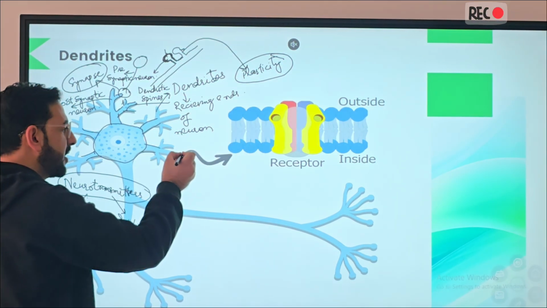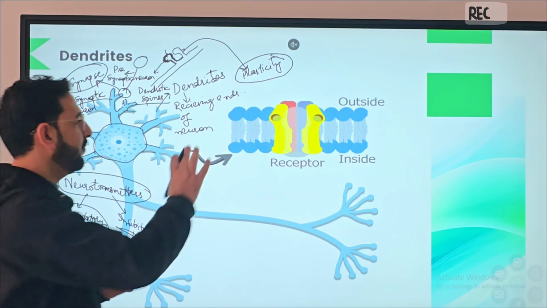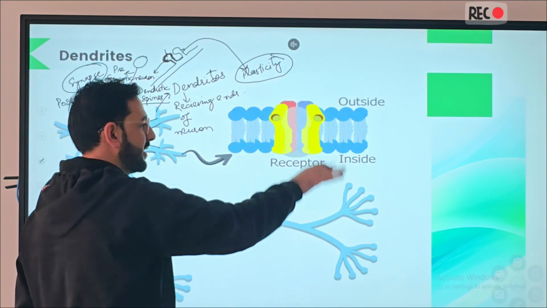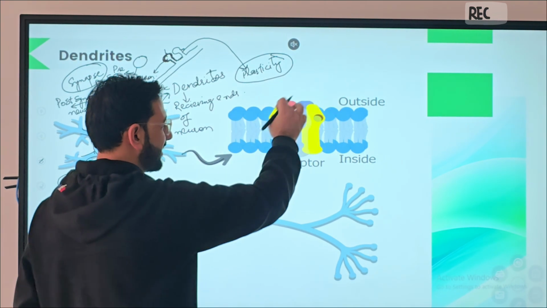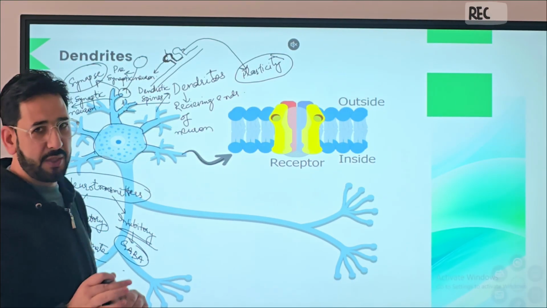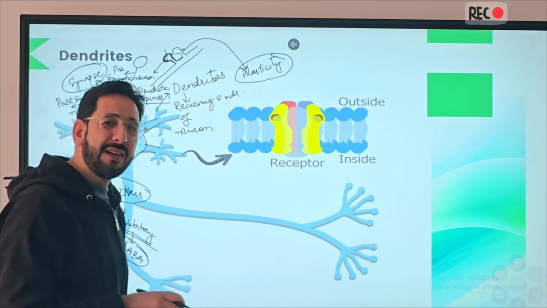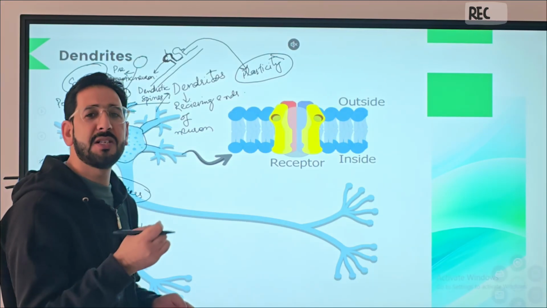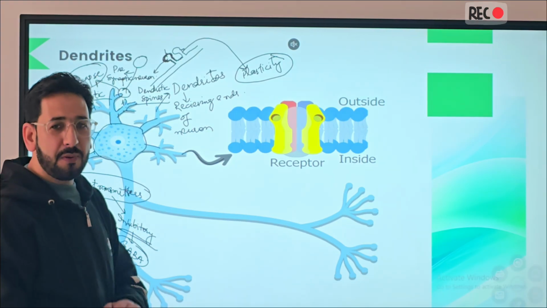Okay, for example, we are zooming in on this dendritic portion here. What we find is this is the membrane of the dendrite. This is the outside. This is the inside. Now this dendritic membrane contains receptors, as I've already told you. The receptors can be ligand gated channels, or the receptor can be a G protein coupled receptor.